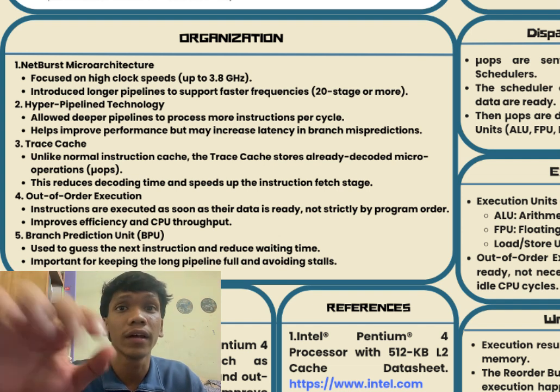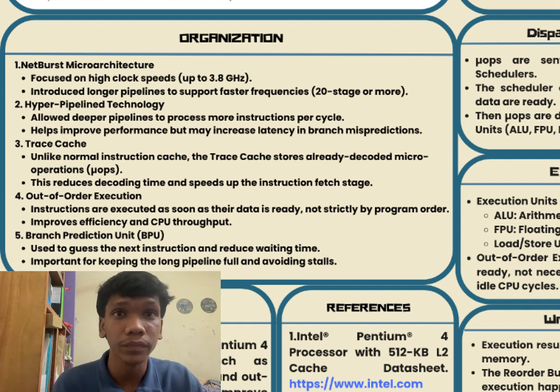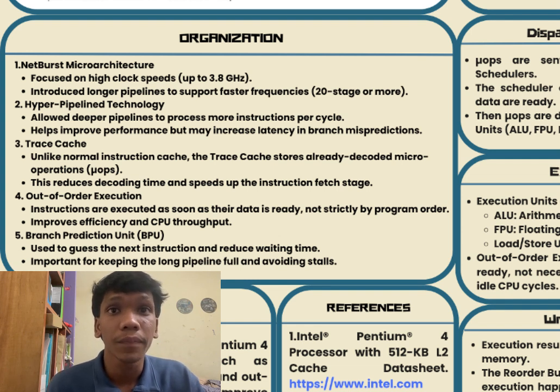And next we have out of order execution. In out of order execution, the CPU does not wait for previous instructions to finish if a later instruction is ready to go. As soon as data for an instruction is ready, it gets executed. This boosts CPU efficiency and throughput, especially in complex tasks where waiting would slow everything down.